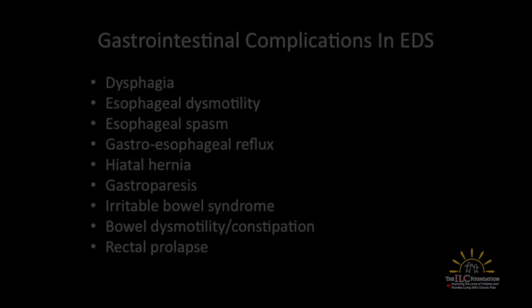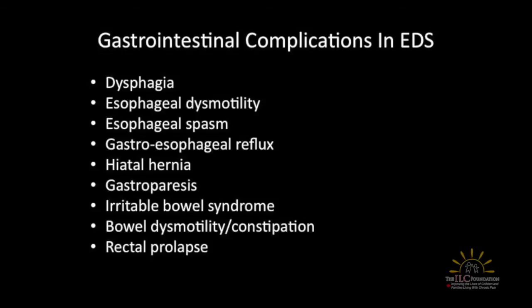The gastrointestinal complications in Ehlers-Danlos syndrome are many. They run the length of the GI tract, including dysphagia, esophageal dysmotility, esophageal spasm, GE reflux, hiatal hernia, problems with motility, including gastroparesis and large bowel dysmotility, irritable bowel syndrome, and rectal prolapse.